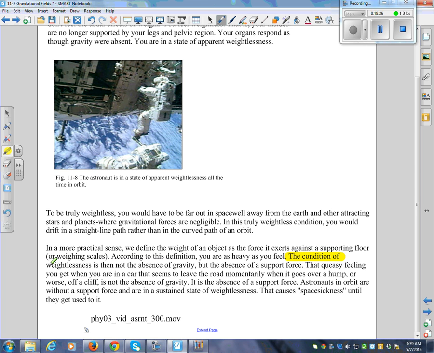It's not the absence of gravity, it's the absence of something holding you up. That queasy feeling you get in a car that seems to leave the road momentarily when it goes over a hump, or worse, off a cliff, is not the absence of gravity. Again, it's the absence of a support force. Astronauts in orbit are without a support force and are in a sustained state of weightlessness. This causes space sickness until they get used to it.